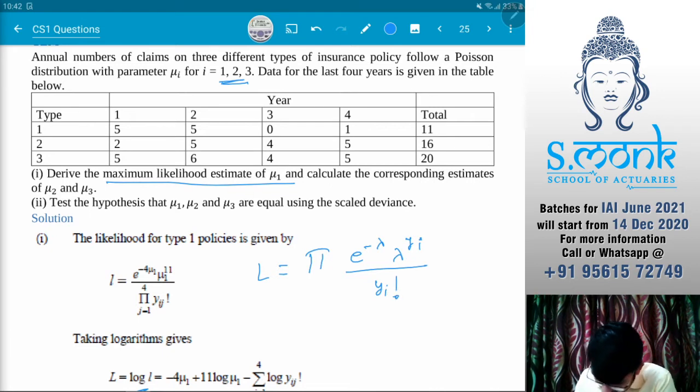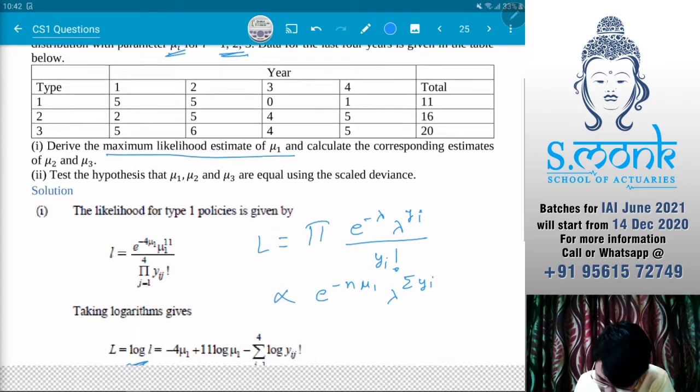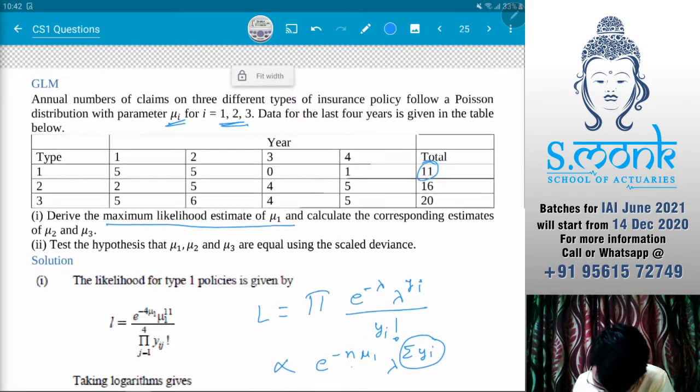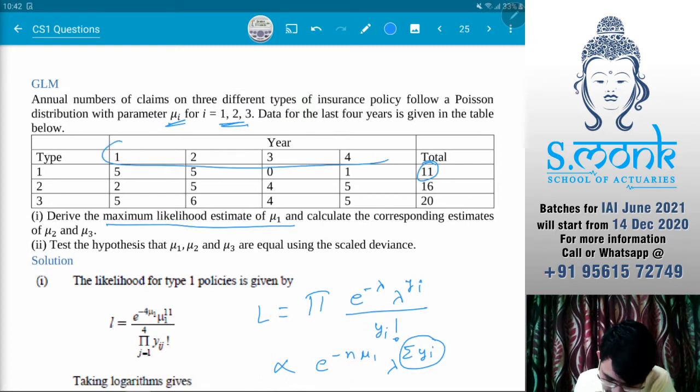Okay, this is going to be our likelihood. So we are checking only for the first one. Our parameter is mu 1, so this is nothing but e raised to minus n mu 1 and mu 1 raised to summation yi. We don't actually need the constant term, so you can skip writing it and just write proportional to these two values. Summation yi is 11, and n, the number of values, is 4.